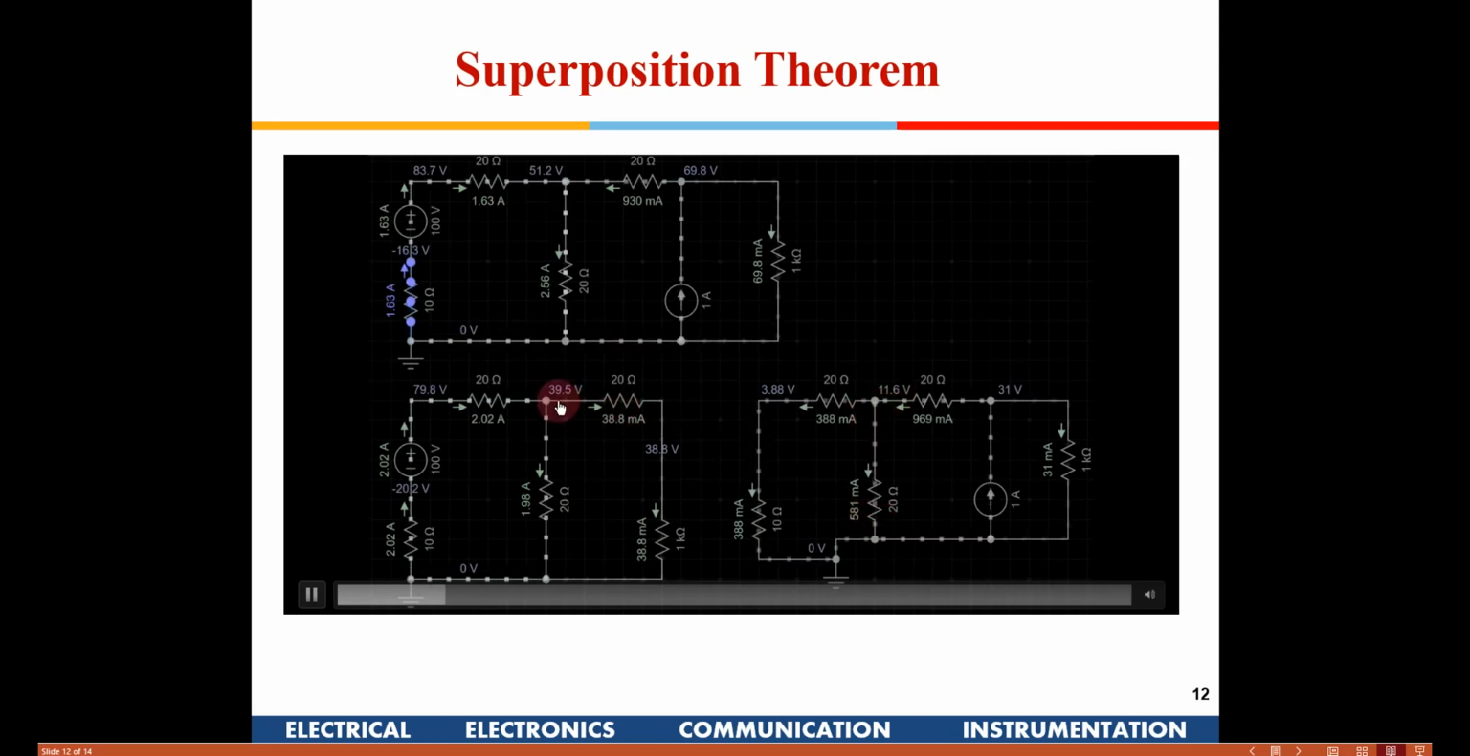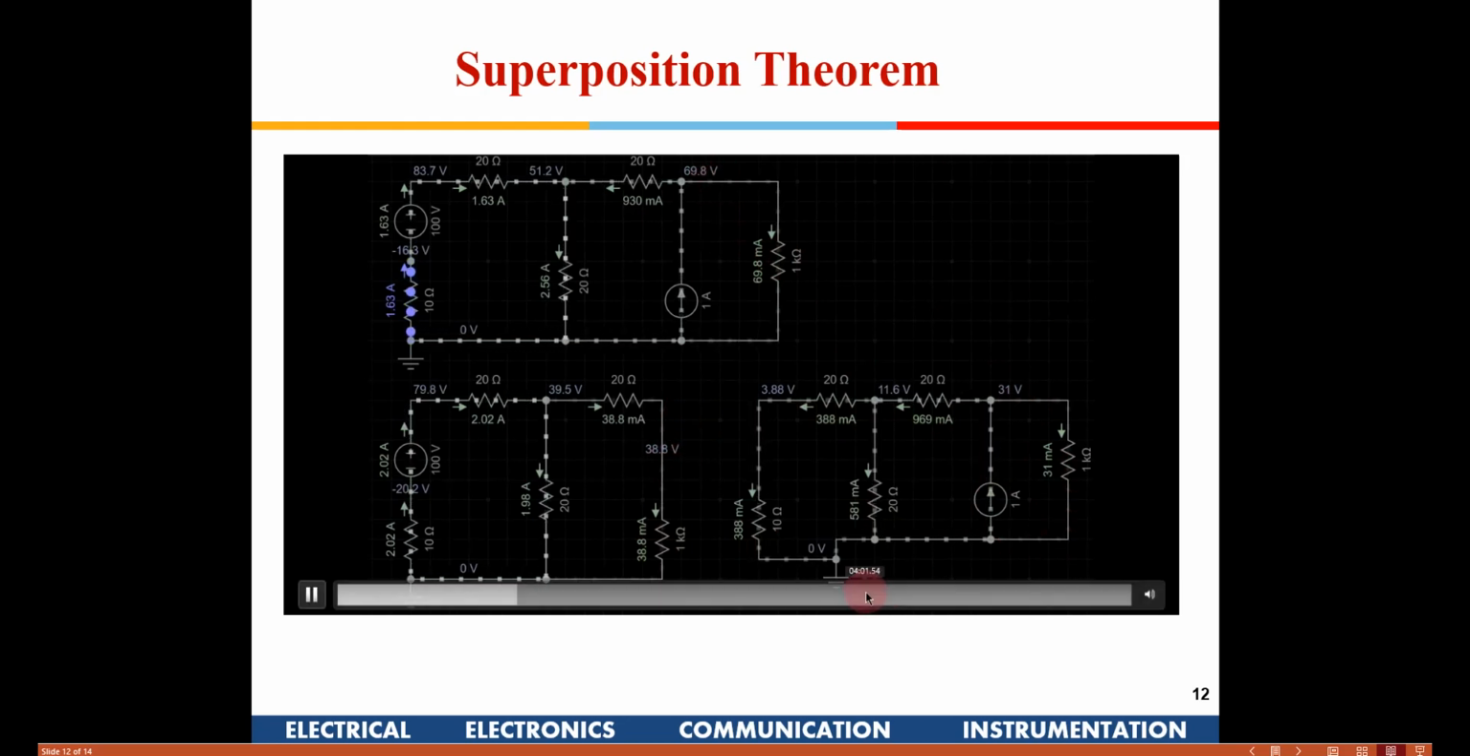So if I add both of them, I will get 51.2. In decimal there will be small errors because of the simulation approximations. If you see the voltage, if I talk about this 1 kilo ohm, it is 69 milliampere here. Here it is 38.8 milliampere, and here it is 31. If you add these two, you will get this. Similarly, the voltage is 31 here and 38 here, it is 69 here, right.